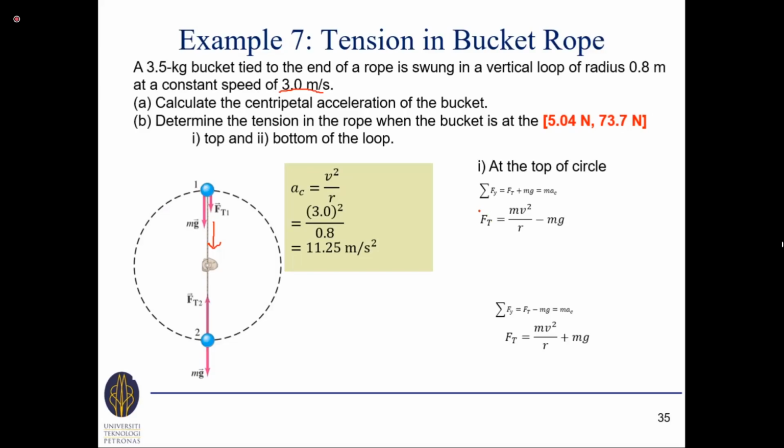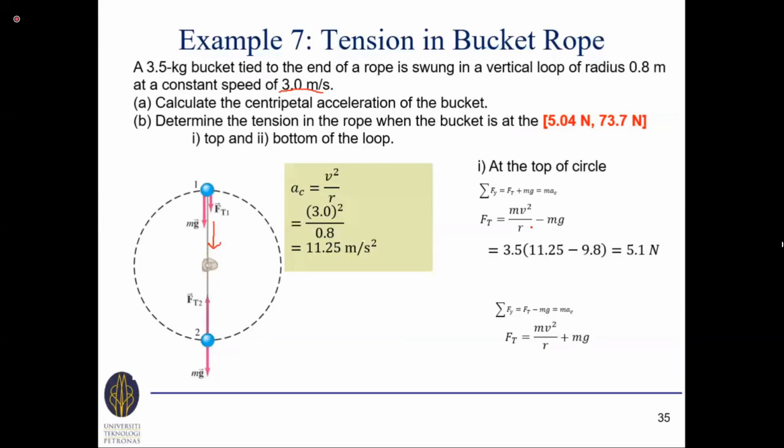You will see that you have mv squared over r minus mg. Proceed with the calculation and you should get 5.1 Newton. Since this calculation is using 9.81, but I'm using 9.8, the decimal places will be a little bit different, but you leave it like that. It will be okay, either you use 9.8 or 9.81.